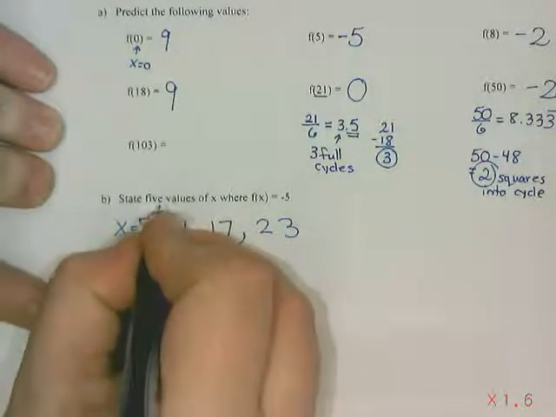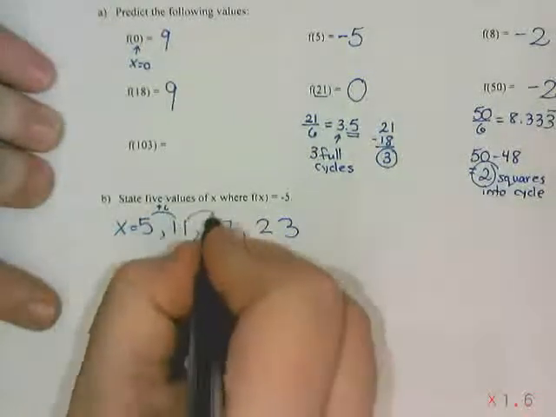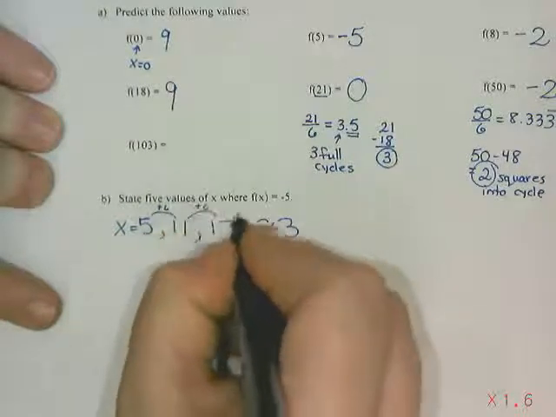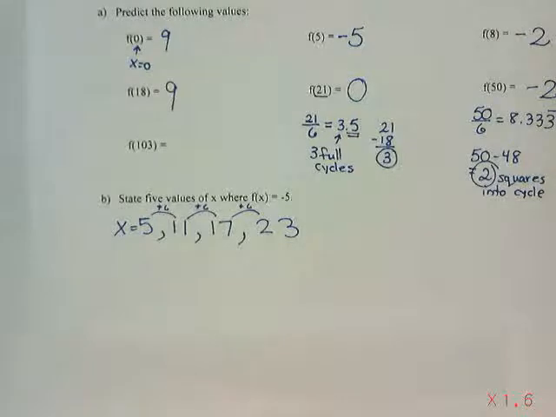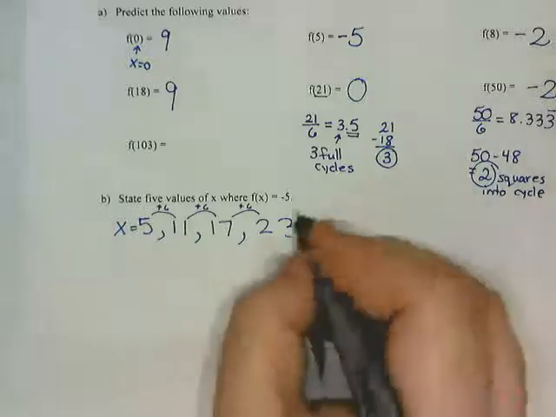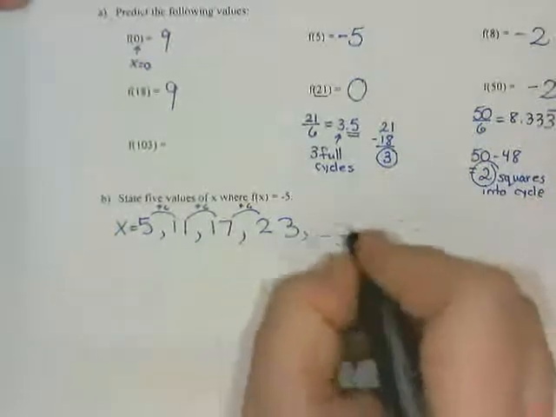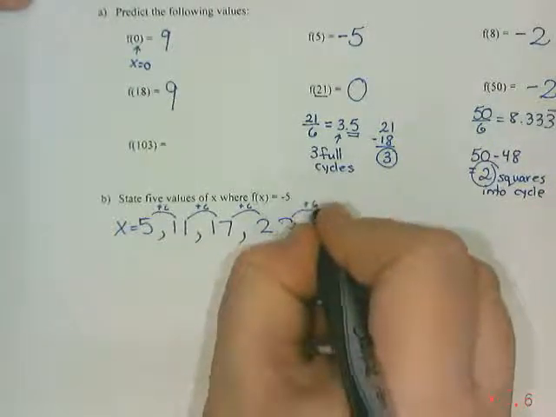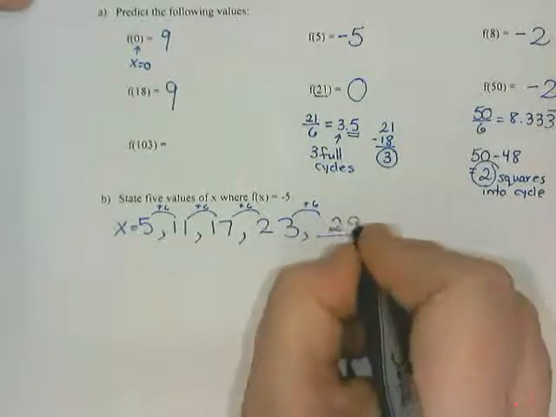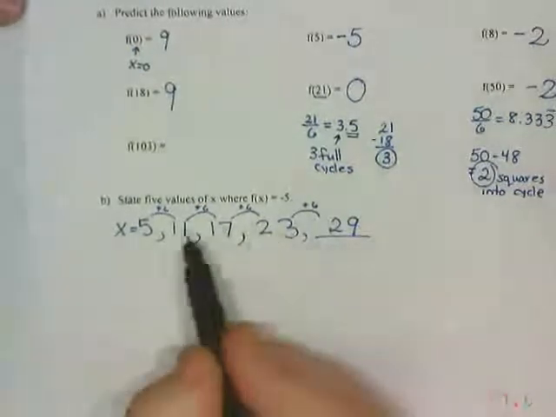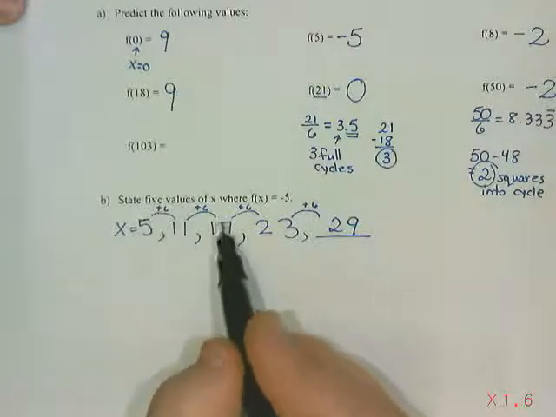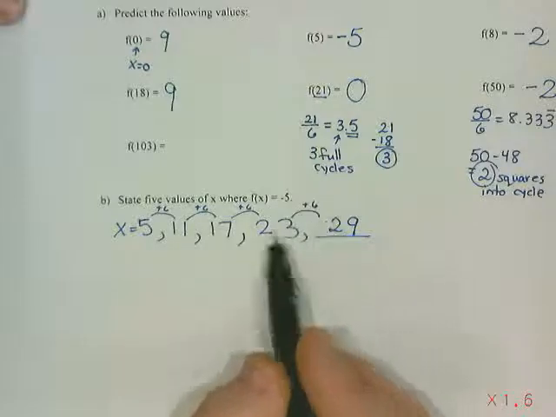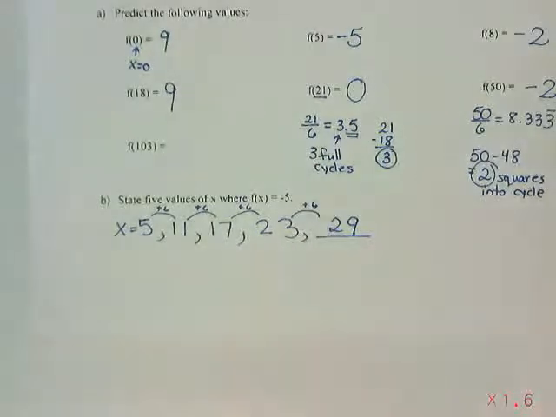to 11, I added 6. And to get from 11 to 17, I add 6. And from 17 to 23, I add 6, because the cycle is 6 squares, right? The length of one cycle, the period, is 6 squares. So to get my 5th value here, I'm going to add on another 6. And my last one here would be 29. So all you do is we take the first value that you hit it at, and then you just keep adding 6 every time, right? Because that's the period until you have 5 values that you need.